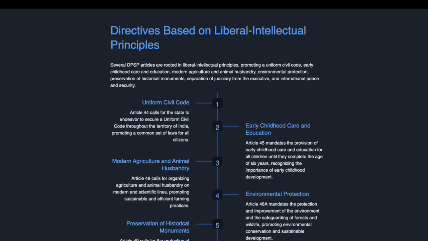Now, directive principles based on liberal intellectual principles. The list is long. The first is Uniform Civil Code. Article 44 calls for the state to endeavor to secure a uniform civil code throughout the territory of India, promoting a common set of laws for all citizens. The second is early childhood care and education, which is enshrined in Article 45. The third is modern agriculture and animal husbandry, which is enshrined in Article 48.